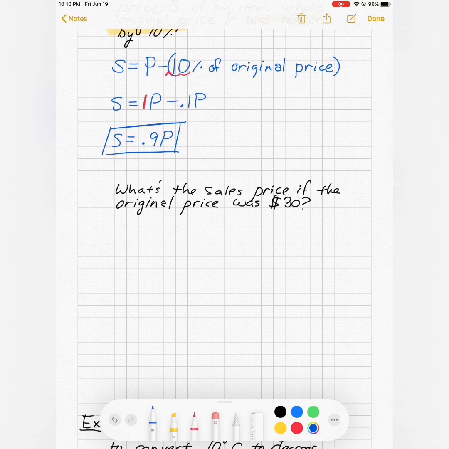Now we have, what's the sales price if the original price was $30? So that would look like this, right? Don't forget the units. So if the original price was $30, we get a 10% discount, we're taking $3 off, right? And so we end up with a sales price of $27.